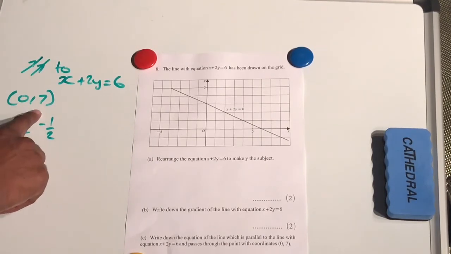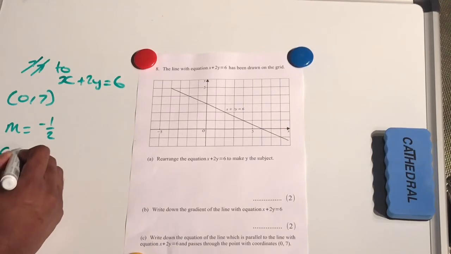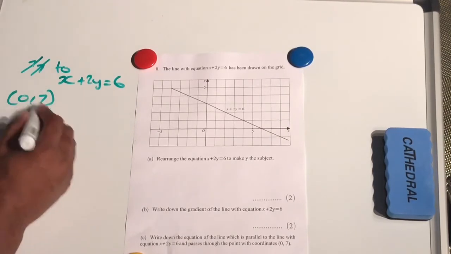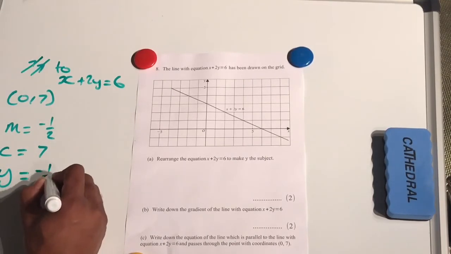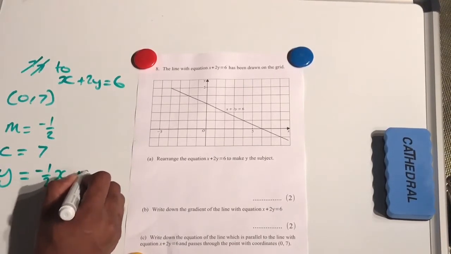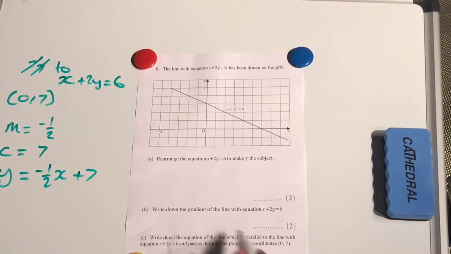This is the point 0, 7. 0, 7 is on the y-axis. Therefore, for this equation that I'm trying to find, this 7 is actually the y-intercept. With that in mind, I know that the equation I'm looking for is y equals negative a half x add 7. And that is how I calculate that part C.